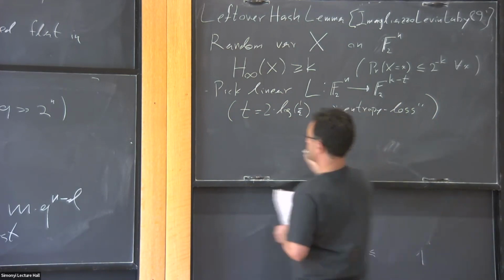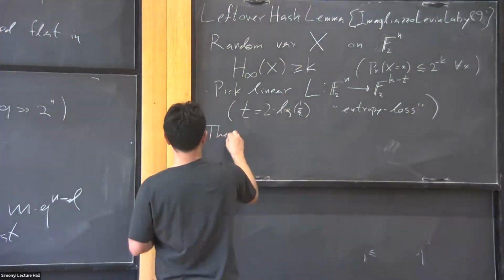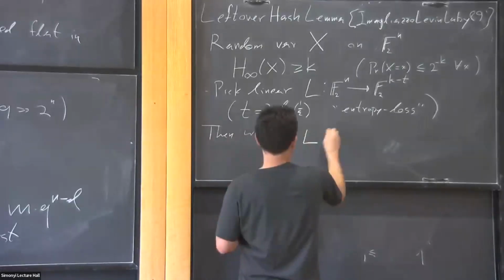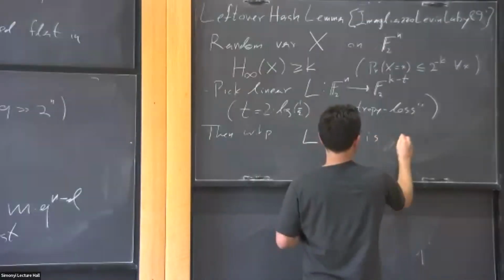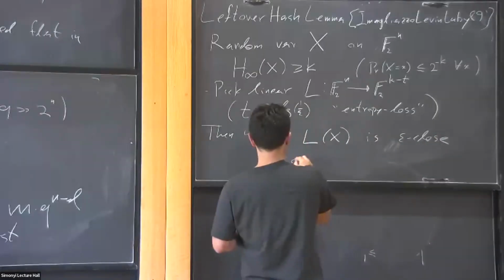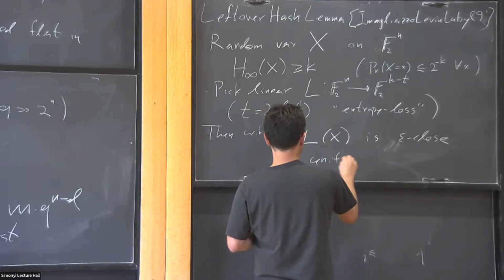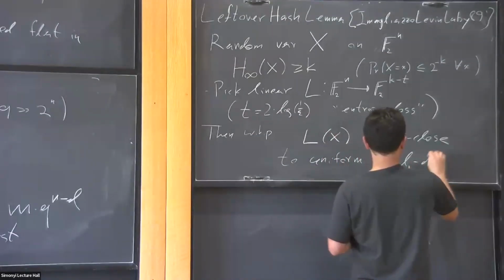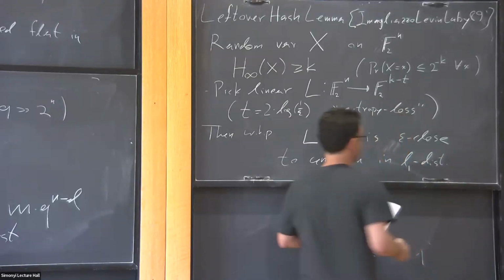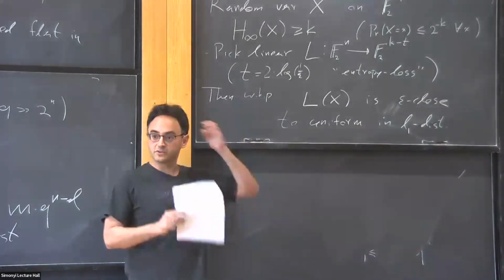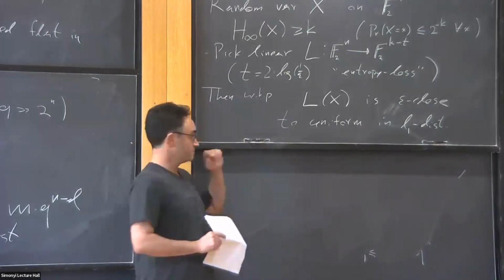And again, with high probability, L of x is epsilon close to the uniform distribution in L1 distance. L1 distance in this case is basically the statistical distance between distributions up to a factor of 2. So what does it say?